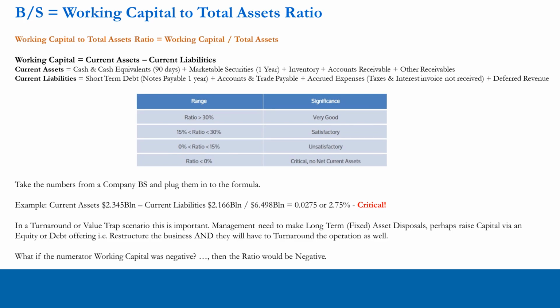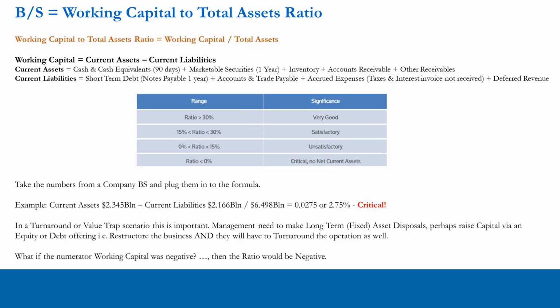The company is in a bad position. It is basically in a critical scenario. So in the context of when we're assessing a company, whether it's going to be a potential turnaround or potential value trap scenario, this is an important measure. In this situation where we have a critical condition, management need to make long-term asset disposals and perhaps even raise capital via an equity or debt offering.